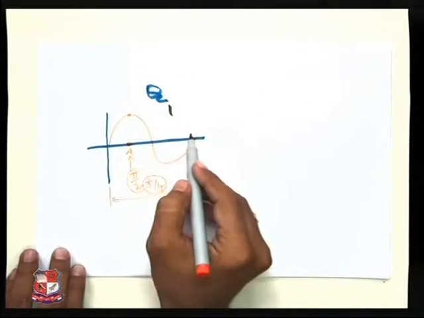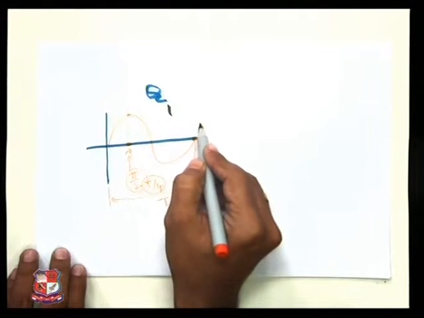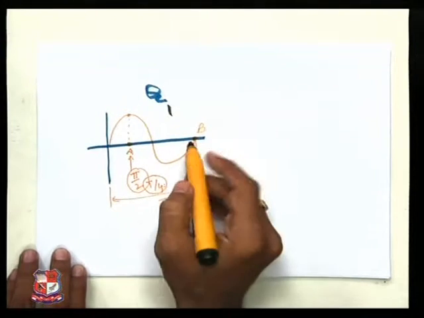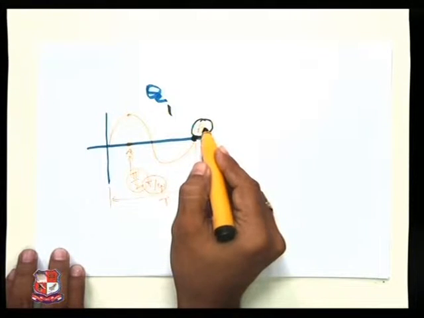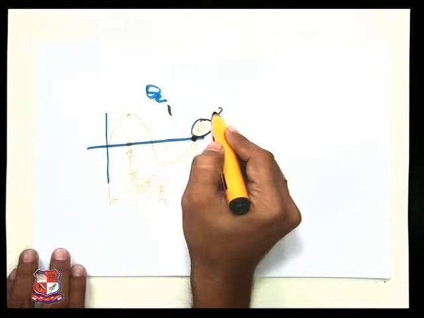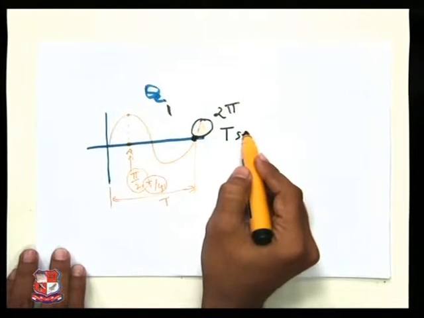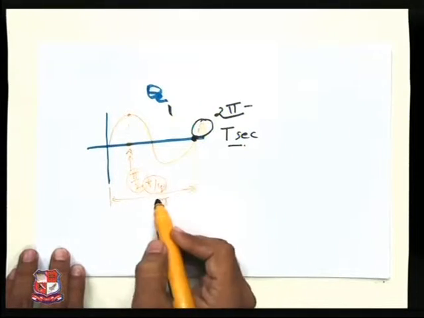Also, the phase of this alternating quantity at position B is 2 pi in radians, or we can say T seconds.